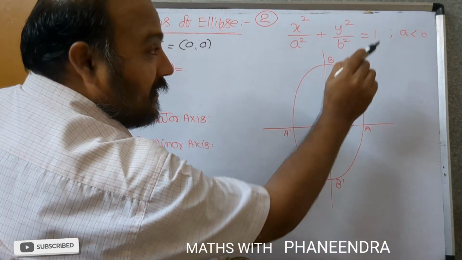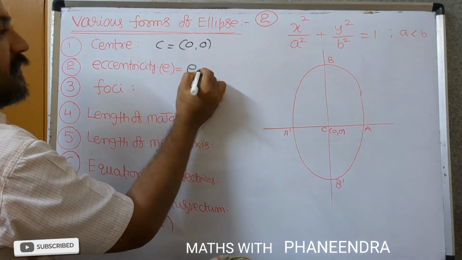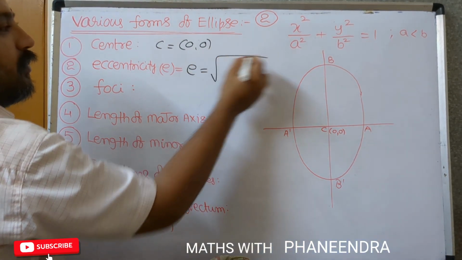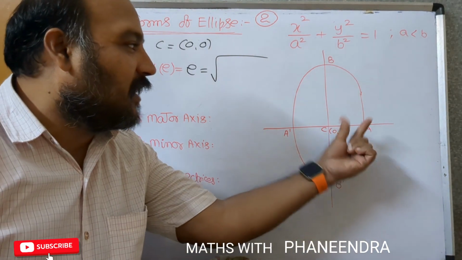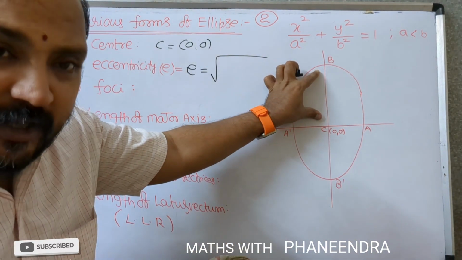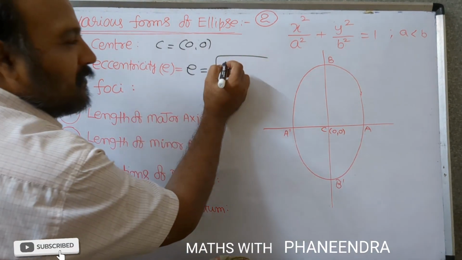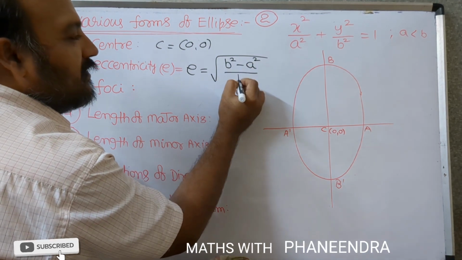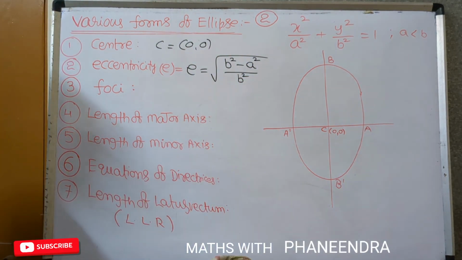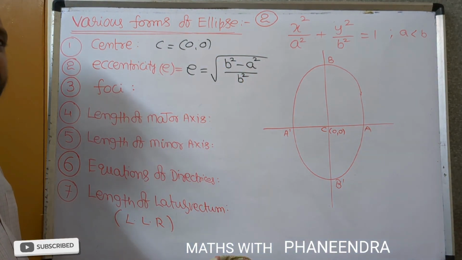Whenever A is less than B, the eccentricity E is equal to the square root of (B square minus A square) by B square. Observe carefully: from here to here is distance A, and from here to here is distance B. By observing, A is less than B, so B comes first.